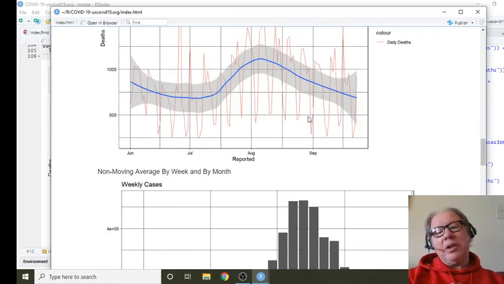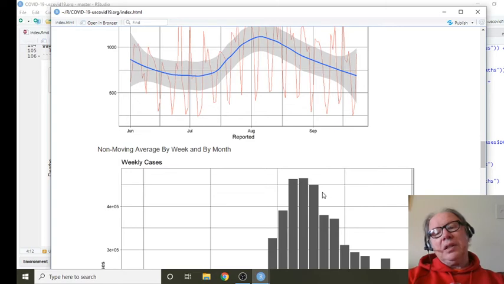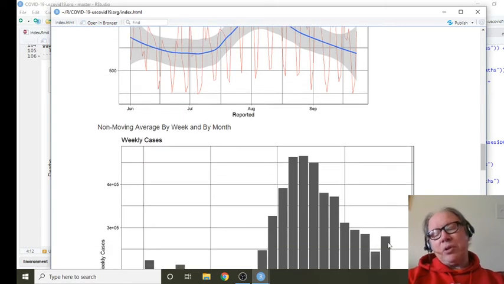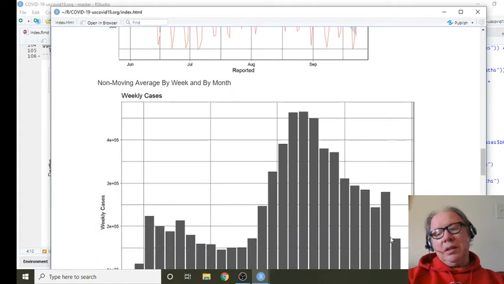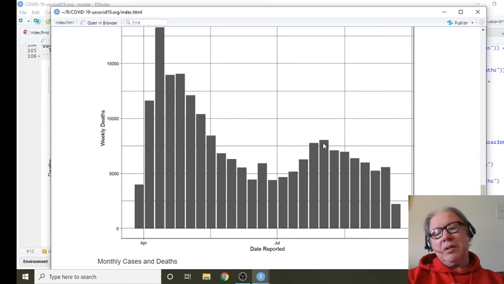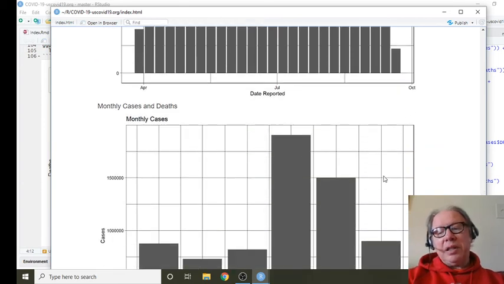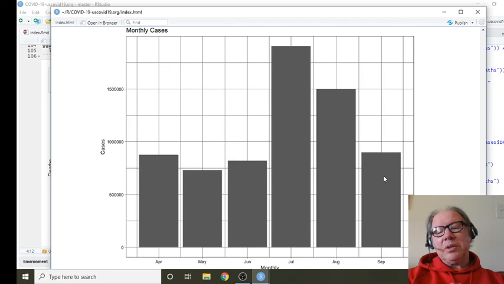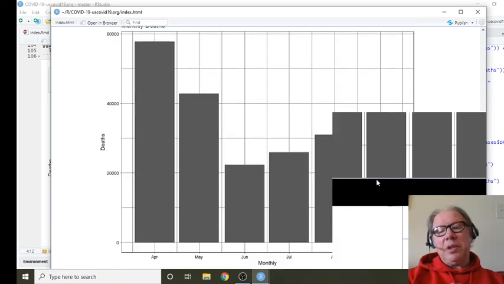So the overall trend, as you can see from here, is still considered to be a downward trend because it's fallen below this line here. Yes, you can see the spike was here, and even with the spike here, we're still below the spike here. So that means these deaths should be considered trending downward. Once again, monthly cases and monthly deaths.